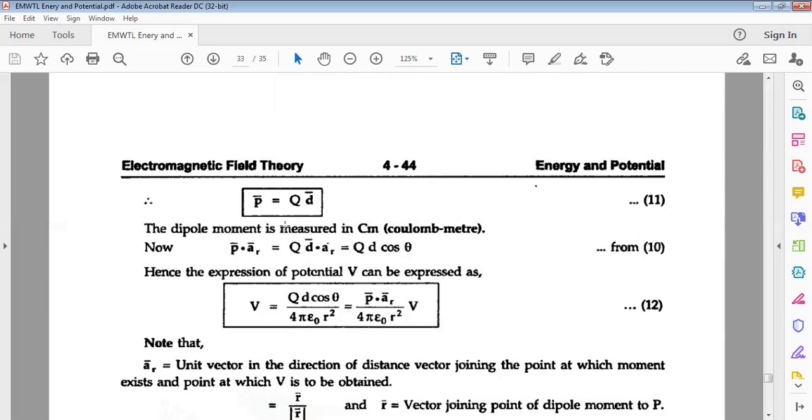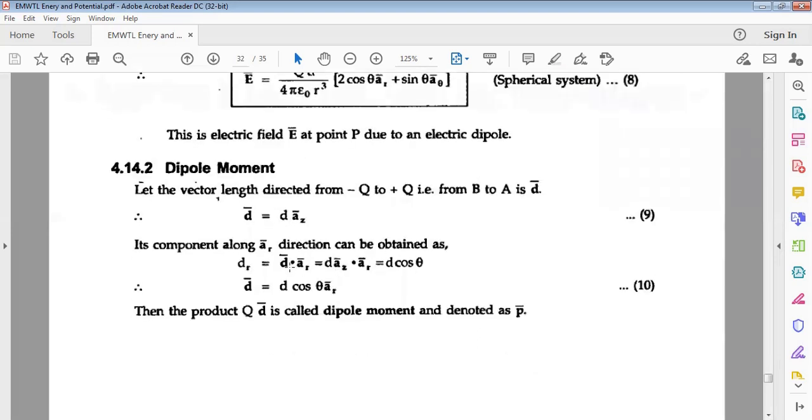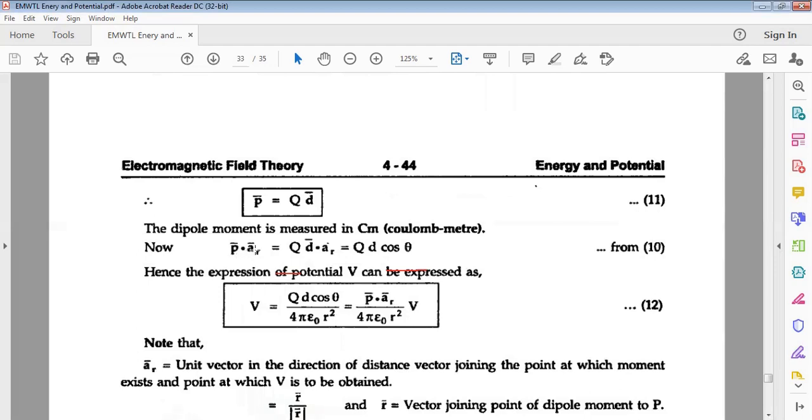So what is Pr? P bar dot ar bar is q d bar dot ar bar. What is d bar dot ar bar here? d bar dot ar bar is d cos theta. You see here, d bar dot ar bar is d cos theta. Got it? So P bar dot ar bar is equal to, with P bar being q d bar as the dipole moment, q d bar dot ar bar, and d bar dot ar bar is d cos theta. So q d cos theta is equal to P bar dot ar bar.